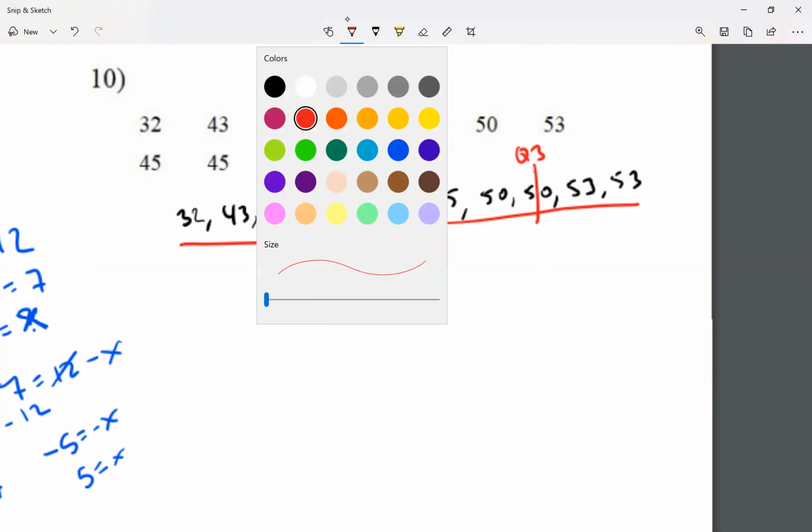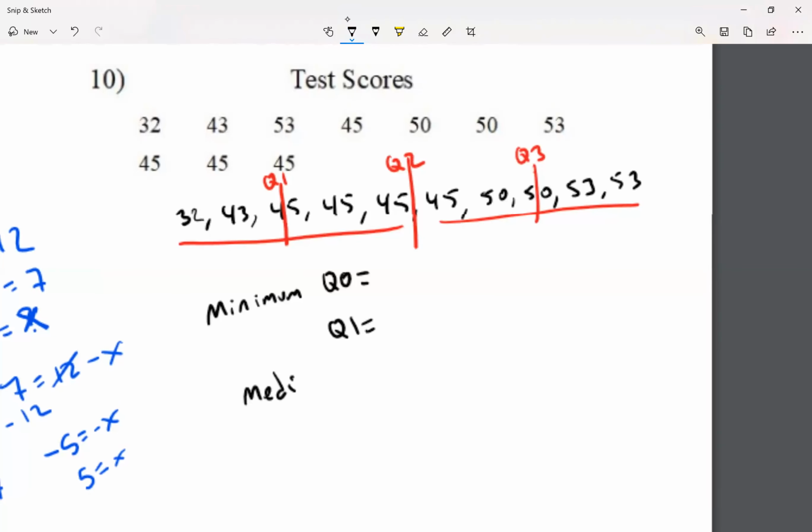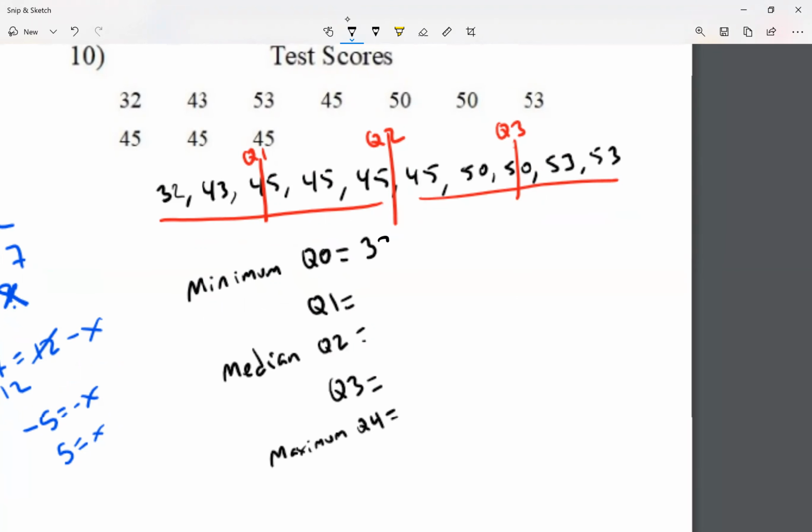Okay, so let me see what I need to find. I need to find my minimum. Some people like to call this quarter 0. There's my first quartile, so quarter 1. I need to find my median. Some people like to call this quarter 2. I need to find my third quartile, and I need to find my maximum. Some people like to call this quarter 4. So my minimum, my smallest number, in this case, 32. My quarter 1, we can see here it is 45.